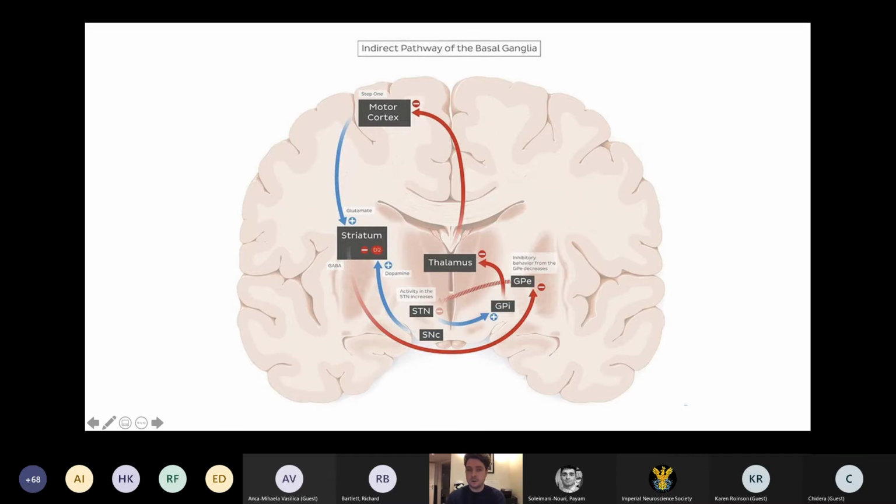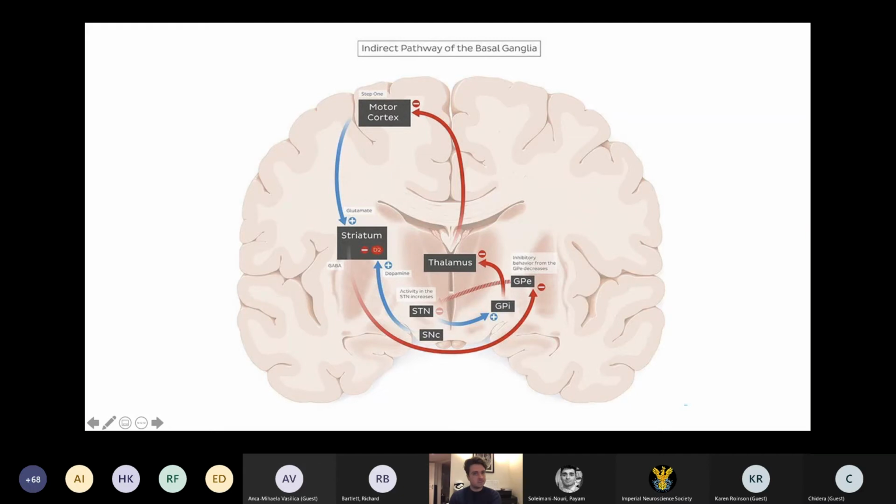So we get a glutamate from the motor cortex onto our natural, naturally inhibitory striatum. That gives, through GABA, an inhibition on the GPE, on the globus pallidus externus, which in turn, because it usually would block the subthalamic nucleus, is no longer going to block the subthalamic nucleus. That means the subthalamic nucleus will be free to excite the globus pallidus internus. And that, which normally has an inhibitory effect on the thalamus, is free to do so. So the indirect pathway inhibits the thalamus through excitation of the globus pallidus internus.